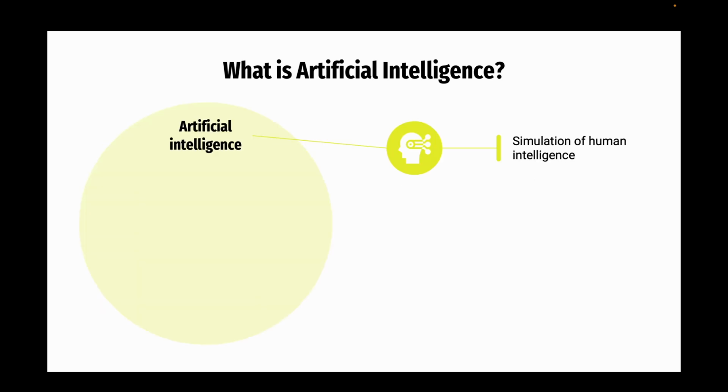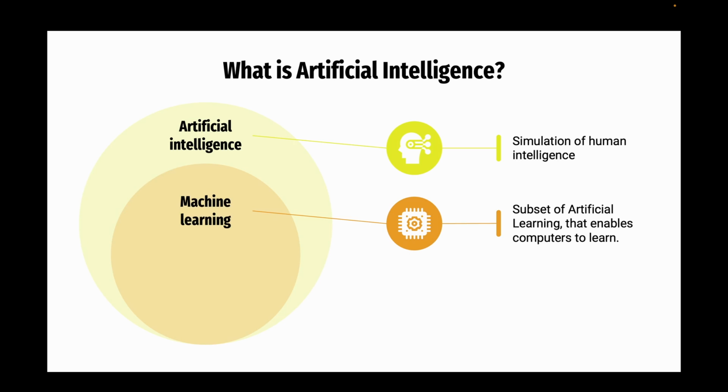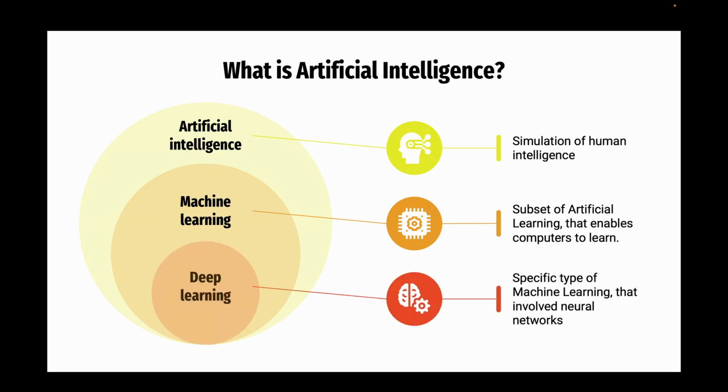So, as we know that there is artificial intelligence, which is like an umbrella term, then there is machine learning, which is a subset of artificial intelligence that enables these computers to learn. And you will see a lot of times artificial intelligence or AI is mixed with machine learning or ML. And this is done very commonly because they are very similar terms, but in essence, machine learning is a subset of artificial intelligence. Now, a specific type of machine learning that has gained a lot of traction in the news is deep learning. And it is a specific type of machine learning that involves neural networks.